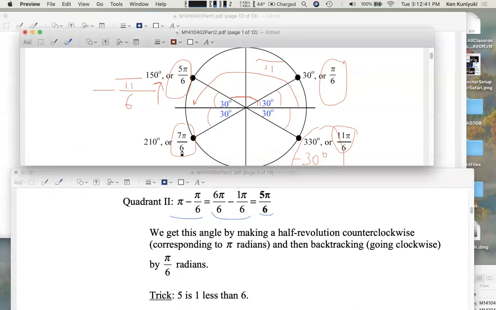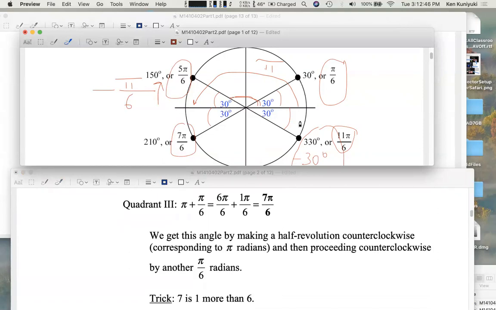What about the 7 pi over 6? Why is he the famous brother in quadrant 3? Well, here I'm going to erase a bunch of this stuff.